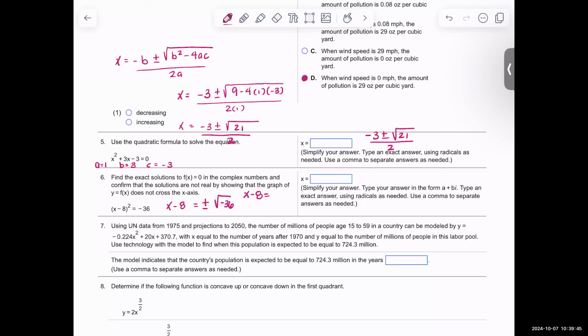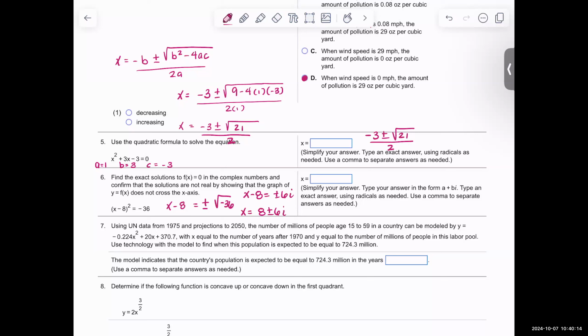I better put a plus or minus in front of it. I'm about to get it wrong. Plus or minus 6i. The square root of a negative is going to give me an imaginary number. So I know it's going to be something times i. And the square root of 36 is 6. So the square root of -36 is 6i. And then just add the 8 to both sides. So move the 8 over on the right. So it's 8 plus or minus 6i.